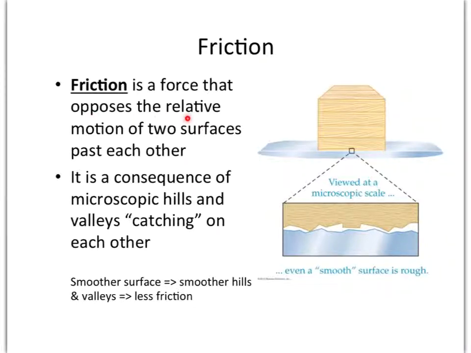No matter how smooth a surface may seem, on a microscopic scale, that surface has little hills and valleys, little ridges in it that make it not all that smooth. And so two surfaces touching each other, two imperfect surfaces like this, have millions and millions of little hills and valleys that actually catch on each other when you try to slide them past one another.